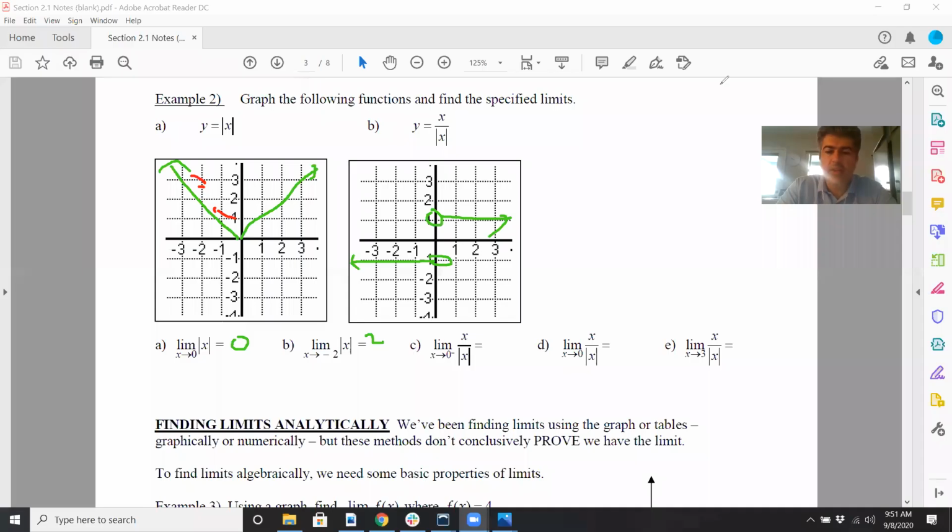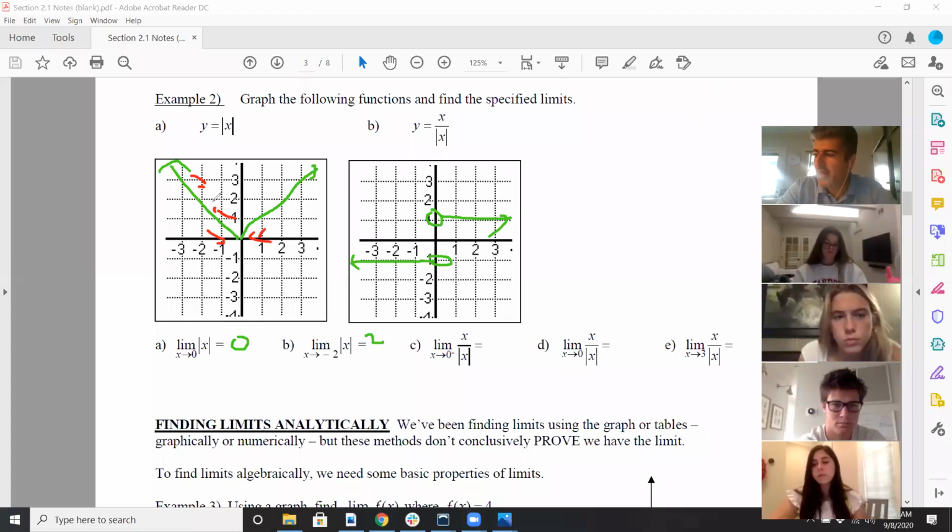Okay. So again, we're looking at the top of page 3, example 2 of the notes. The answers to A and B are what you see below, 0 and 2. So again, if you take the limit as x approaches 0 of the absolute value of x, going from the left or from the right, they're approaching the same thing. Likewise, as x approaches -2 from the left or from the right, they're both getting closer to 2.